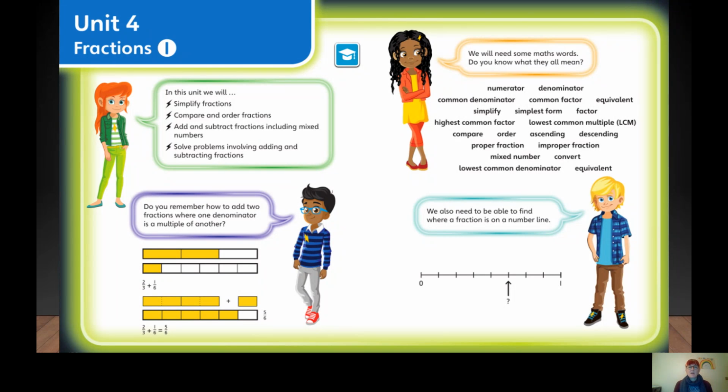Unit 4, fractions. Okay, over the next week or two, we will be covering the following in our fractions unit. Simplifying fractions, which is today and tomorrow's focus. Comparing and ordering fractions, adding and subtracting, including mixed numbers, and solving problems involving adding and subtracting fractions. So that's applying our knowledge of fluency to solving word problems.